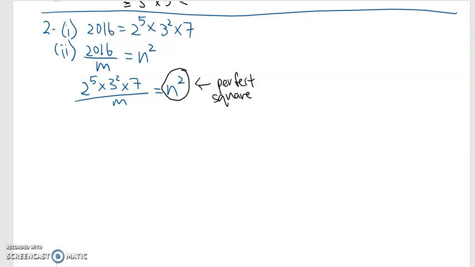So if I take this value and divide by m, and I want n square to be as large as possible, it means that my m has to be as small as possible. I take one number and divide by a number as small as possible, then I can get a number that is as large as possible. So I want m to be small and n to be large, but n square has to be a perfect square. So you have to understand the concept of perfect square.